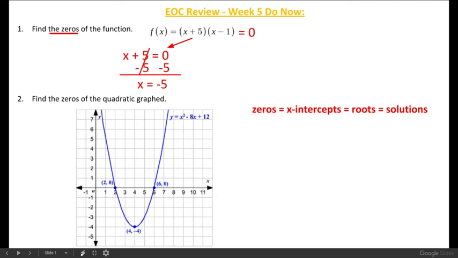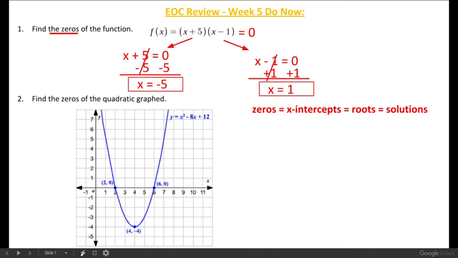So that's one answer. And then I have to do the same thing with my other parentheses to get my second answer. So I'm going to take my x minus 1 and I'm going to make that equal to 0. Now I'm going to solve for x. So the opposite of a negative 1 is adding 1. So whatever I do to one side, I'm going to do to the other. So my negative 1 and my positive 1 cancel. So x equals 0 plus 1, which is 1. So the zeros and the solutions are x equals negative 5 and x equals 1.